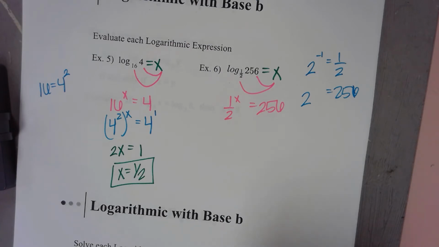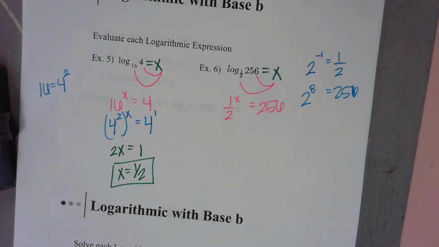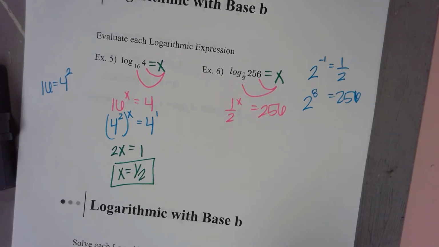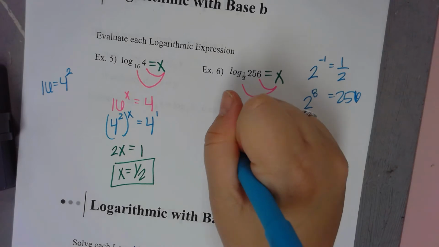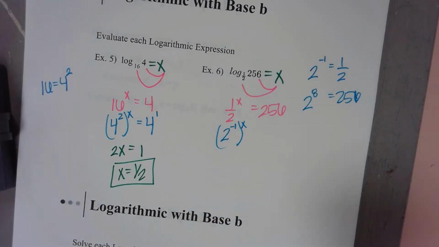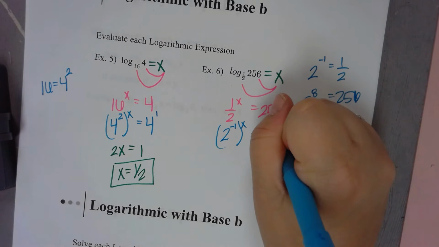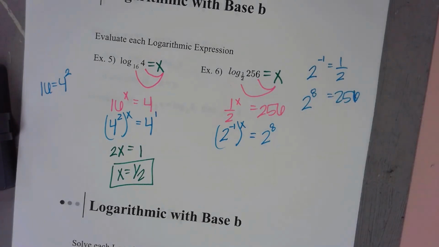Let's see. It's not 2 to the 7th. It's 2 to the 8th power. So that's how I'm going to represent these two now that I know what to plug in. So instead of 1/2, we're going to use 2 to the negative 1 power. And I'm still going to keep that x exponent that was in the original problem so that my values don't change. And then I'm going to change 256 to 2 to the 8th power since they are equivalent.